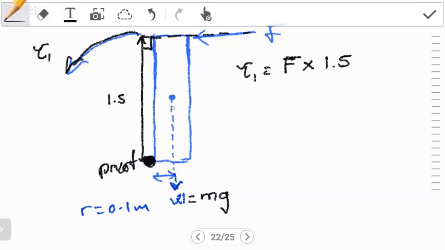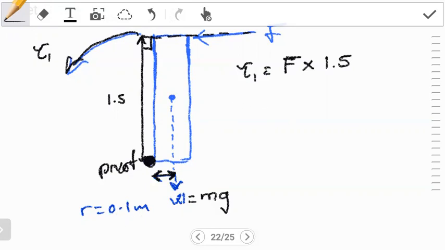Now, since we have a downward force, the distance that we're going to use is from the pivot to the weight. Again, we see that this distance is perpendicular to the force in consideration. So in this approach, we make sure the distance is perpendicular to the force, instead of the other approach where we make the force perpendicular to the distance. In this case, we're going to use the radius, which is 0.1 meters.